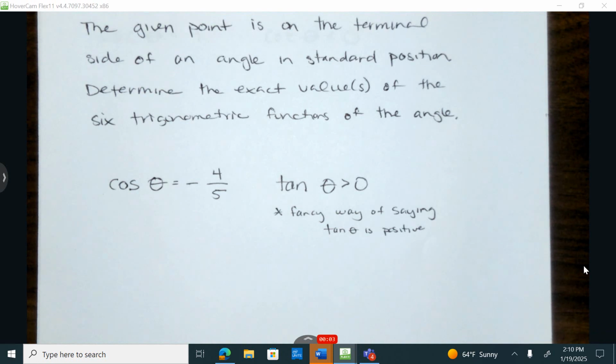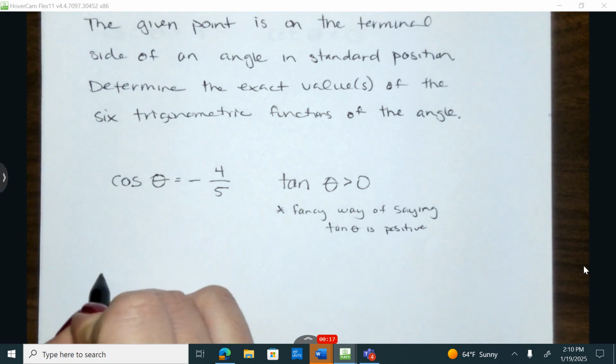Unit 10, Lesson 3, Part 2. The given point is on the terminal side of an angle in standard position. Determine the exact values of the 6 trigonometric functions of the angle. Let's get started.